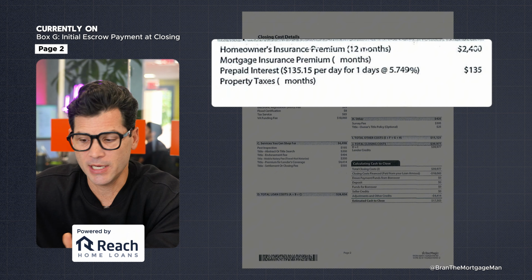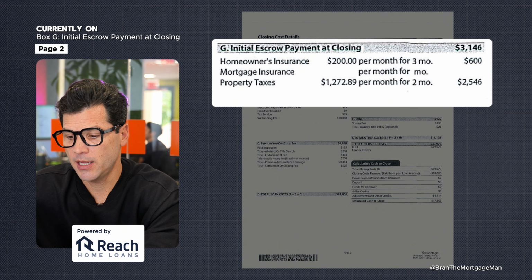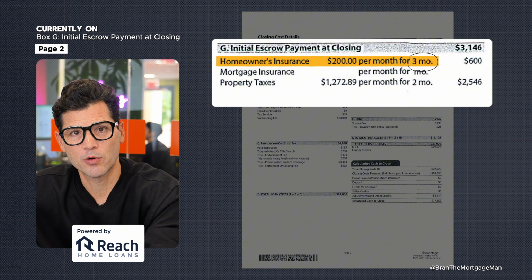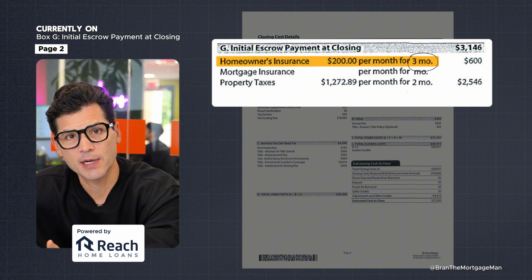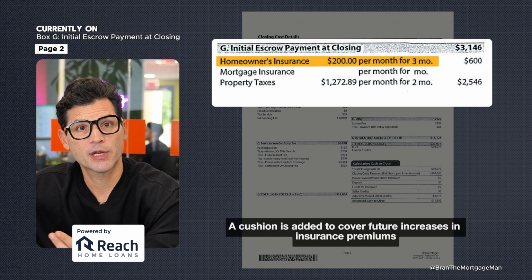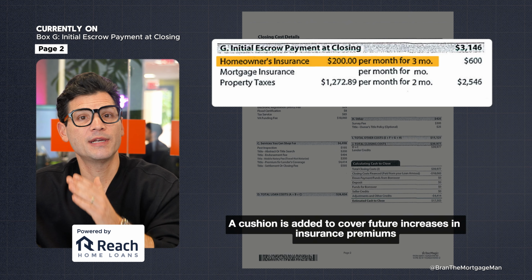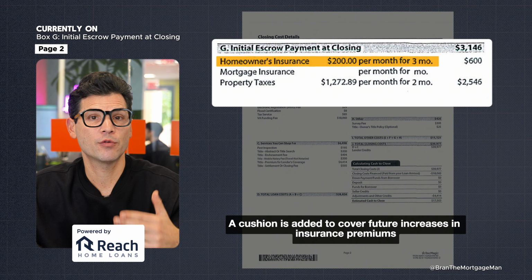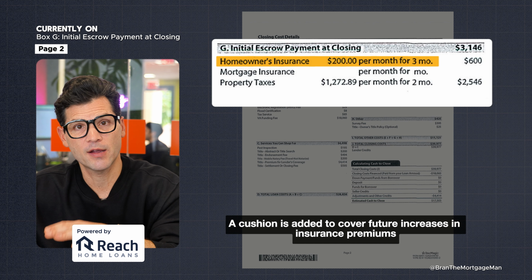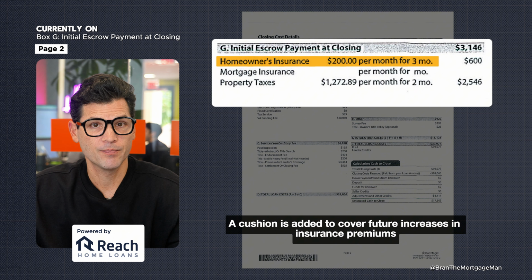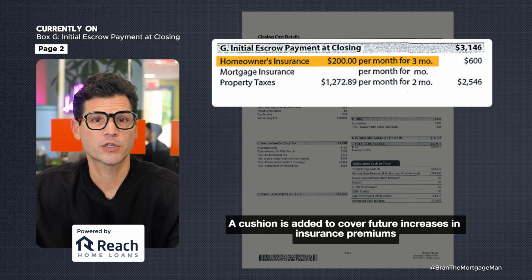Next, we come to box G, your initial escrow payment at closing. In this section, it's got homeowner's insurance and property taxes. Now, a common question that comes up is, why am I putting 3 months of homeowner's insurance into an escrow account if I'm already paying the year in advance at closing? And that's a great question. So what's actually happening here is you're putting a 2-month cushion, and that's going to go toward next year's insurance premium. As I mentioned, this policy that you're paying in full at closing covers you through October 31st of 2025 in this example. But come October 31st, 2025, you're going to have to pay a new premium in full that covers you to October 31st of 2026.